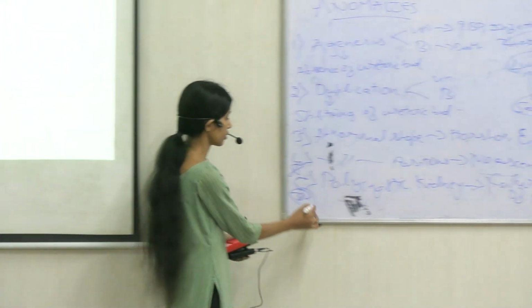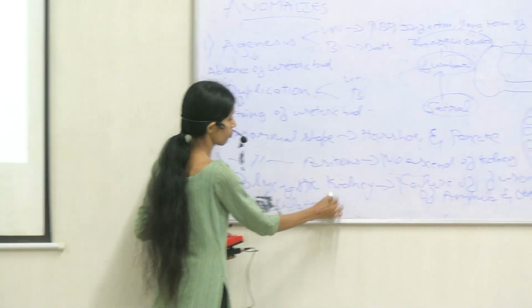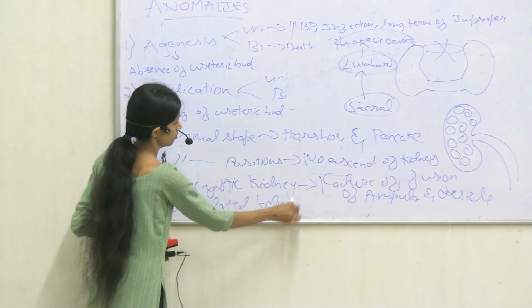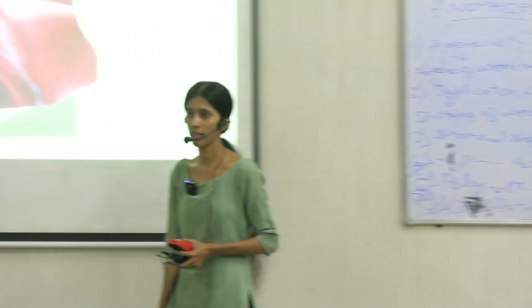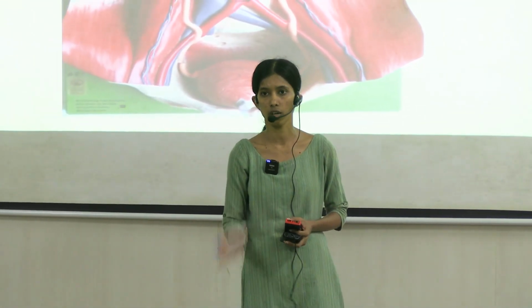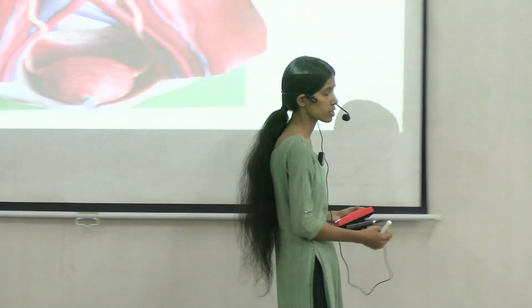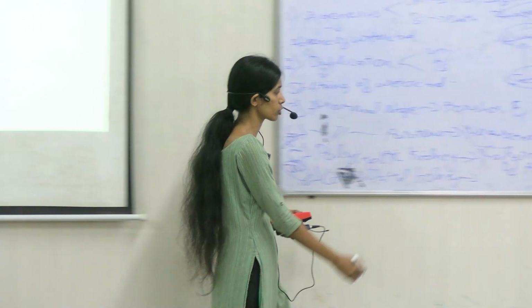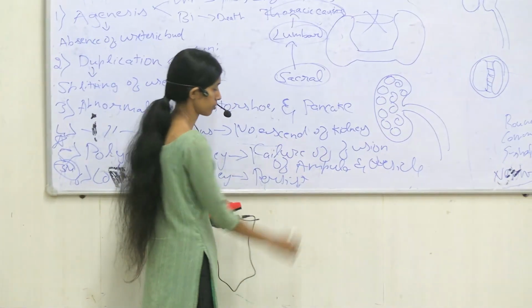And the last condition is lobulated kidney. During the developmental stage or in the fetal stage, all the kidneys appear like a lobulated structure only. If the same structure persists in adults also, it will lead to a condition called lobulated kidney.